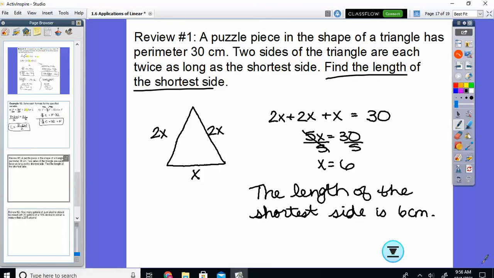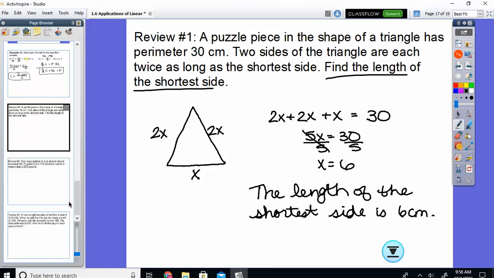The short side is 6 centimeters. Is that okay with everyone? The second day, we started doing the mixture problems.